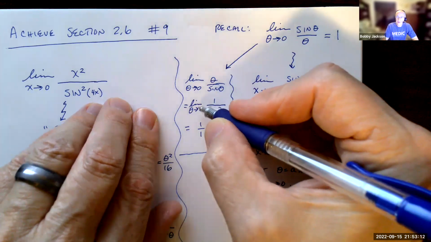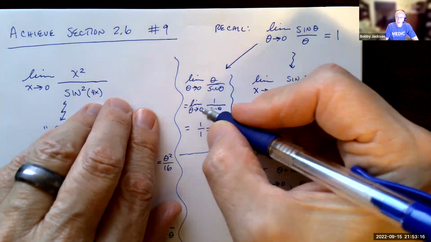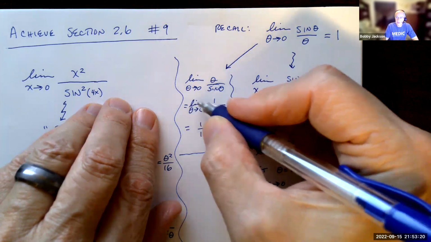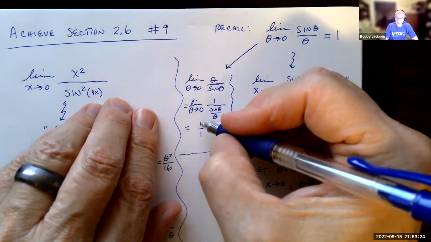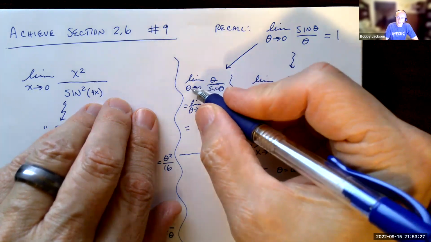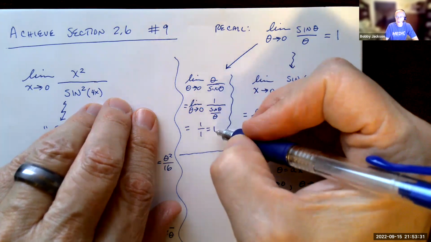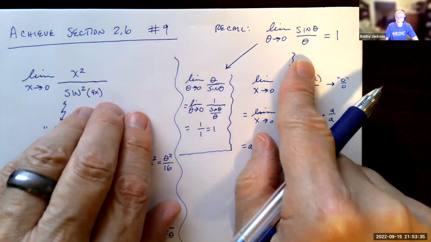And now the limit of a quotient is the quotient of the limits. So what's the limit as theta goes to 0 of 1, a constant? That's 1. What's the limit as theta goes to 0 of sine theta over theta? That's 1, that's up here. So this is going to 1. In other words, the limit as theta goes to 0 of the reciprocal, theta over sine theta, is also 1. That's a direct consequence of this. Okay, so that's going to be helpful here.